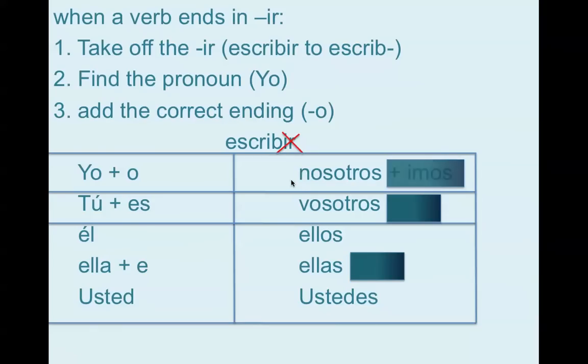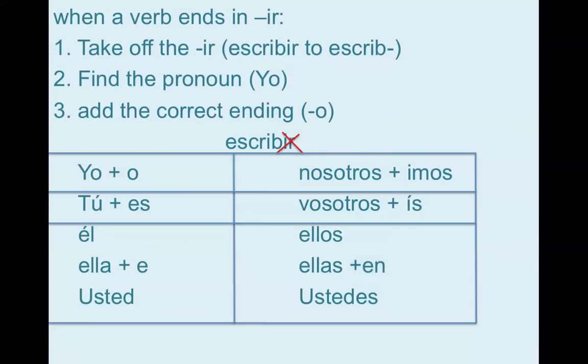Now, if you notice, the nosotros, now we see where the difference between IR verbs and ER verbs comes into play. Only for the nosotros and the vosotros form over here are the endings any different. So for nosotros, we use IMOS, so escribimos, and vosotros is escribís. The ellos/ustedes form is the same as any other ER verb and IR verb. It is EN, so escriben.